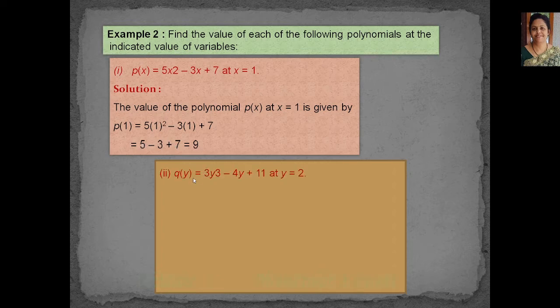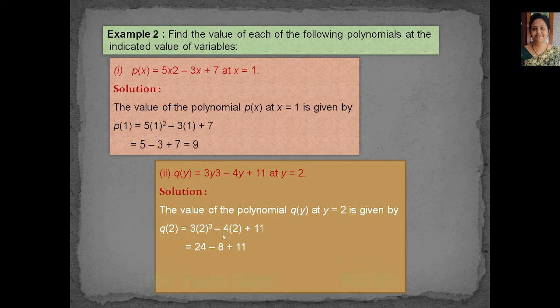Next one, q(y) is equal to 3y cubed minus 4y plus 11 at y is equal to 2. So that means we have to find q(2). The value of the polynomial q(y) at y is equal to 2 is given by q(2) is equal to 3 into 2 cubed minus 4 into 2 plus 11. 2 cubed means 2 into 2 into 2, that is 8. 3 into 8 is 24. So 24 minus 4 into 2, which is 8, plus 11.